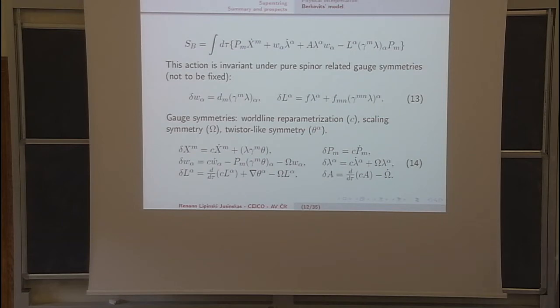But I think the better way to understand that is that if you go to the BV formalism, these gauge symmetries appear as constraints on the anti-fields. So it's a better way to deal with it. Because if you try to gauge fix this, you end up finding that there's an infinite tower of gauge-for-gauge transformations that you have to fix, and it doesn't take you anywhere interesting, let's say. So these are the gauge symmetries of the action. So C is parametrizing reparametrization, as I said, it's there. And theta is parametrizing this twistor-like symmetry.